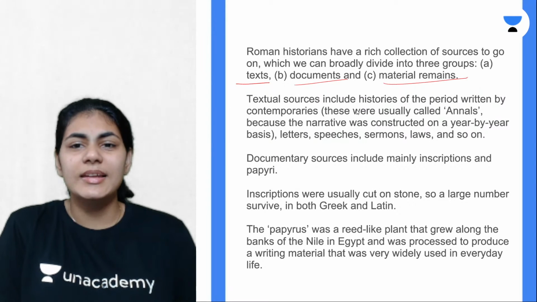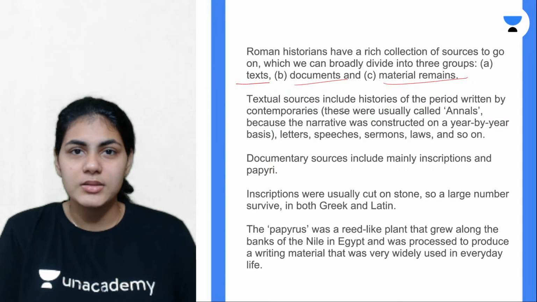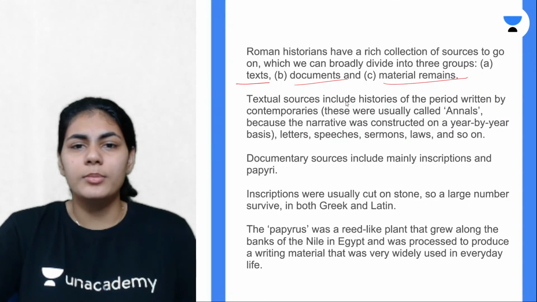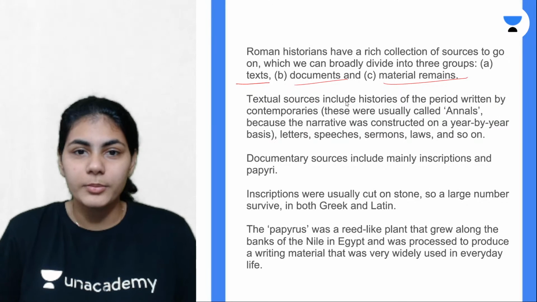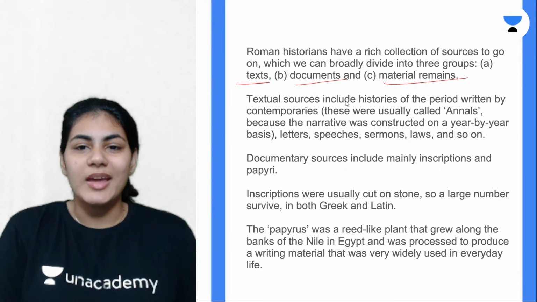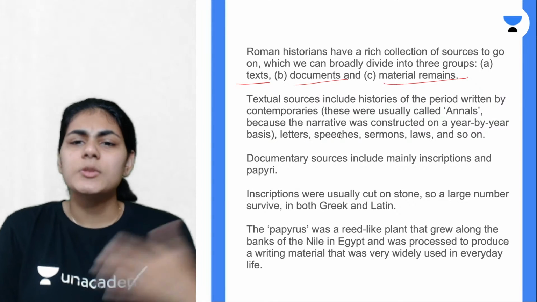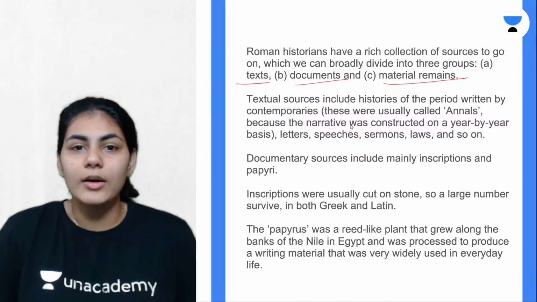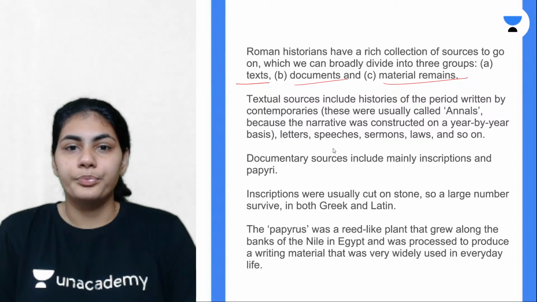Textual sources basically include histories of the period written by contemporaries. People who used to normally write about the society, economy, people, basically writing down on a piece of paper. So those textual sources basically included annals, letters, speeches, sermons, laws and so on. All of these were recorded down on paper, right? So all of these constitute the textual sources, right?